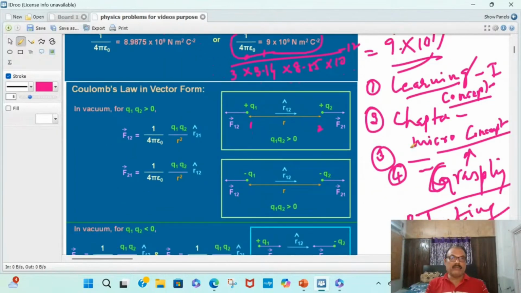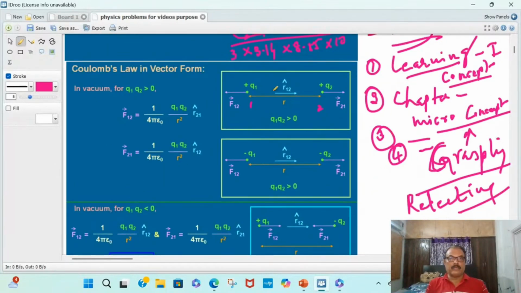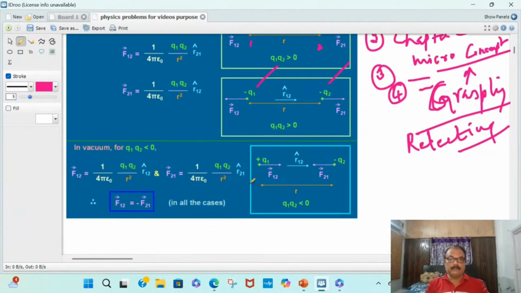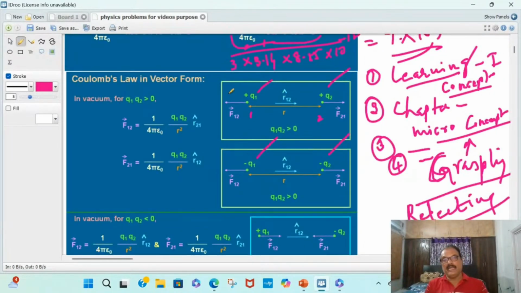Next one is Coulomb's law in vector form. Generally in Coulomb's law, you can see here very clearly there are two charges, they are repelling because of same charges. Same like charges get repelled, unlike charges are attracting. This diagram's arrows are helping here. When Q1 is repelled because of Q2, it goes away from this side.